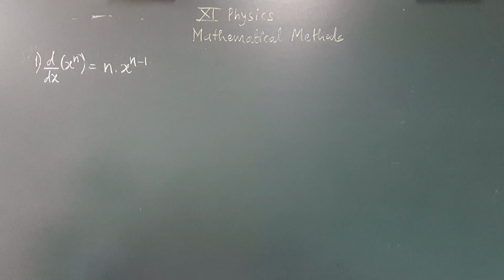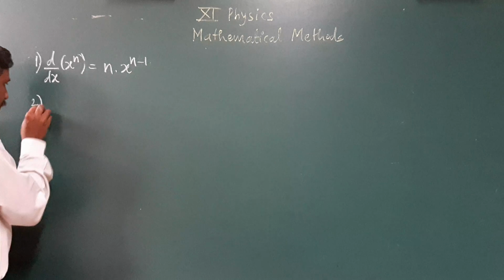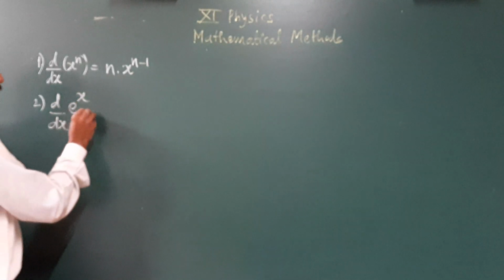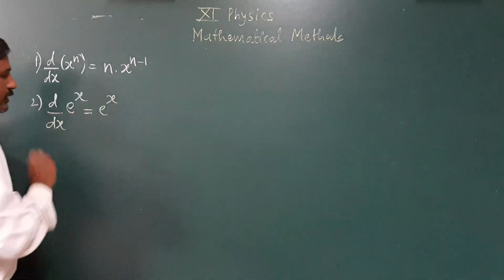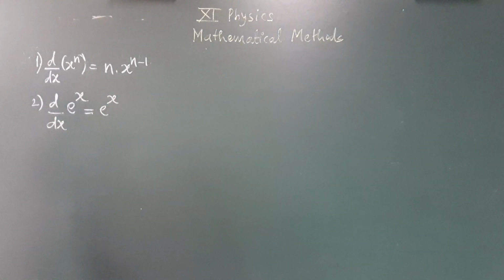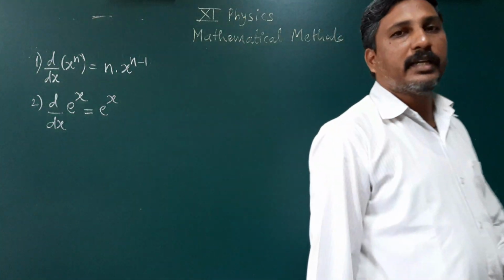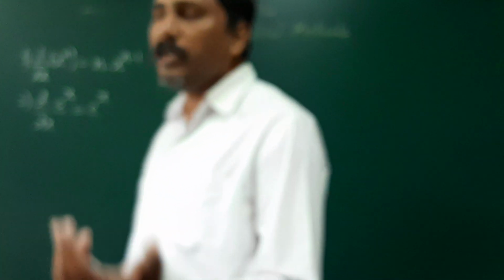Now the next is d by dx of e raised to x. The answer is very simple, equals e raised to x. This is the simplest formula. E raised to x, what is e? E is my exponential. When you take the log table or when we study logarithm in mathematics, then we know this term e raised to. What is the e? E stands for the exponential.